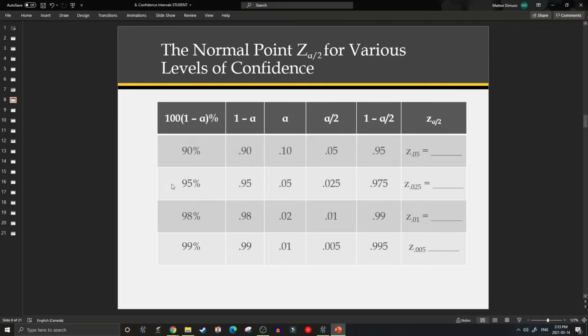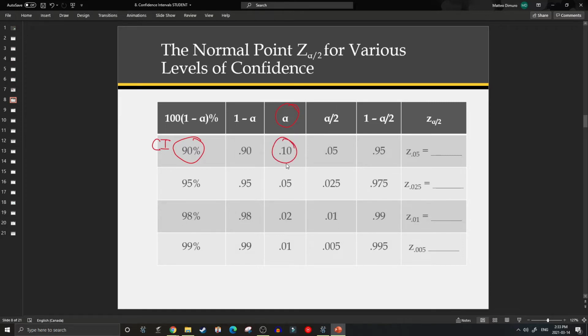Okay. Here's a nifty little chart for you. Now, by no means do you really need to memorize it, but it just has all the confidence intervals that we generally do, so 90, 95, 98, 99. And then the 1 minus alpha, so then figuring out your alpha value.